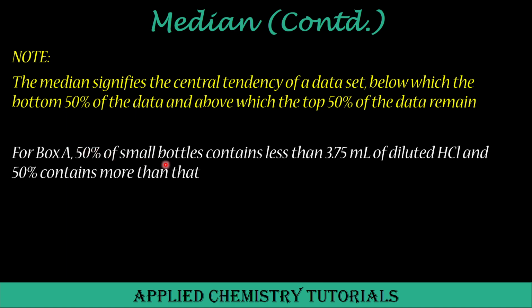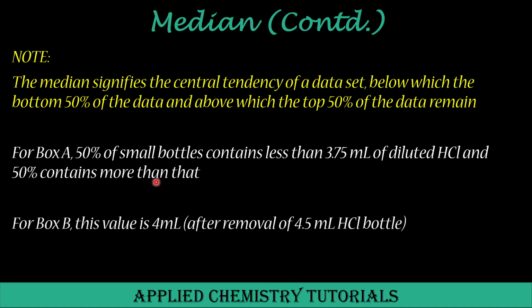For box A, 50% of small bottles contain less than 3.75 ml of diluted HCl and 50% contain more than that. Similarly, if we consider box B, after removal of the 4.5 ml HCl bottle, this value is 4 ml.